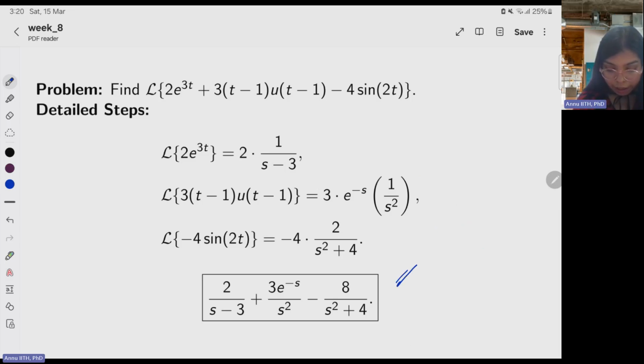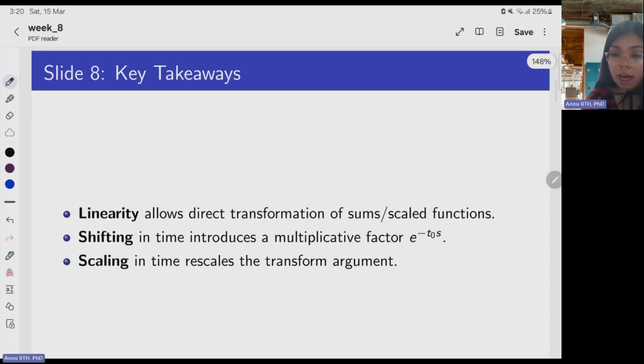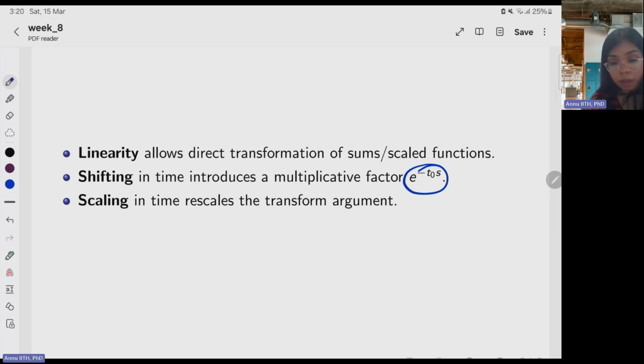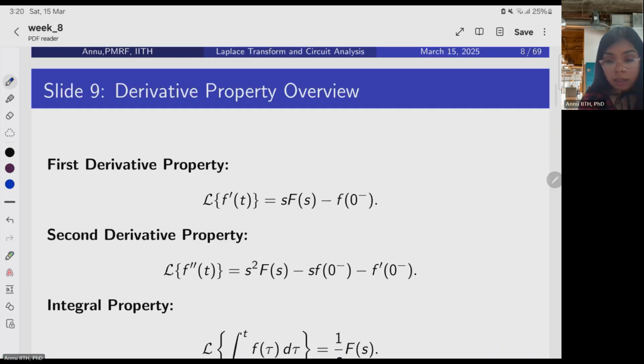So summing it up, we'll have this. So key takeaways are that linearity allows direct transformation of sums of scaled functions. Shifting in time introduces a multiplicative factor e power minus t naught s, whereas scaling in time rescales the transform argument. Absolutely. Okay.